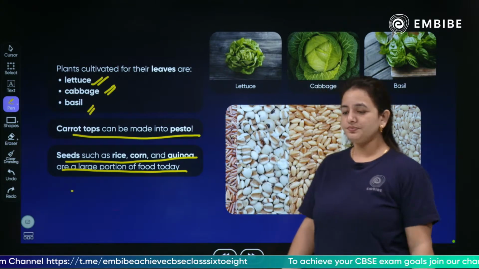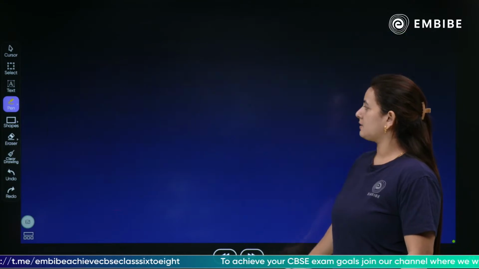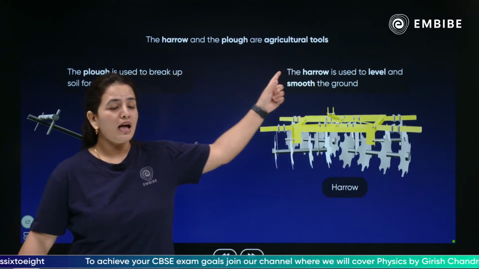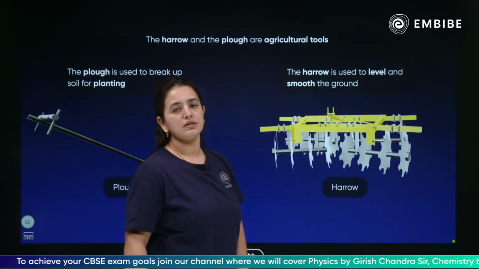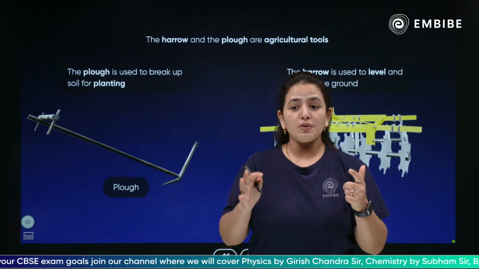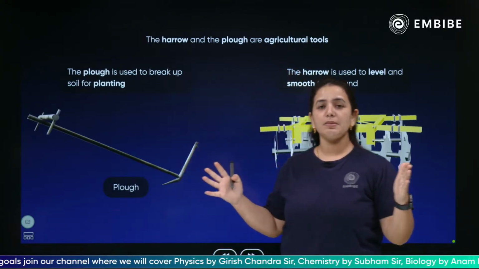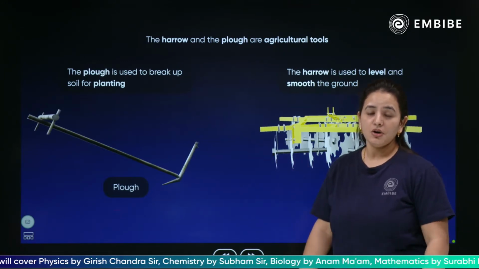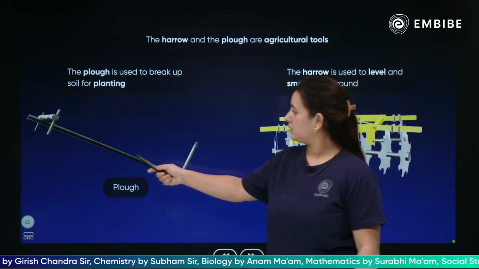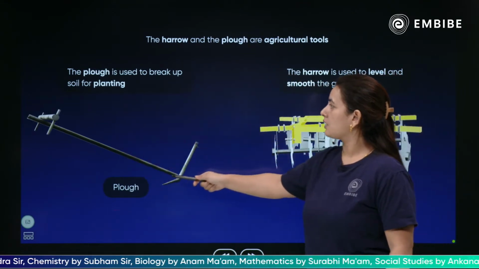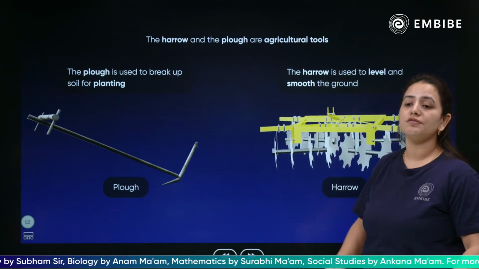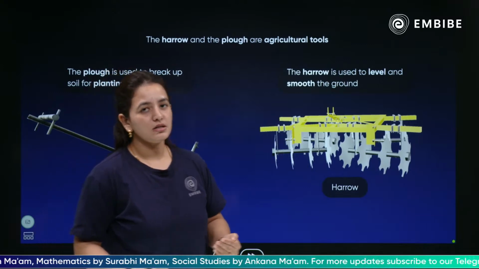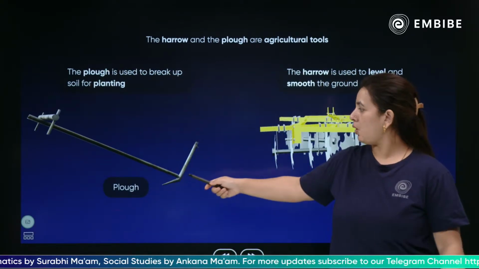Okay, clear? Moving forward with more agriculture practices, children, there is a question for you: the harrow and the plow are agriculture tools. So what are the tools? I know you guys are not going to do the farming, but at least you should know which products, which things are being used in the cultivation. Okay, so children, the harrow and the plough are the two agriculture tools which are being used by the farmers for the cultivation process. So this particular plough, what does it do?